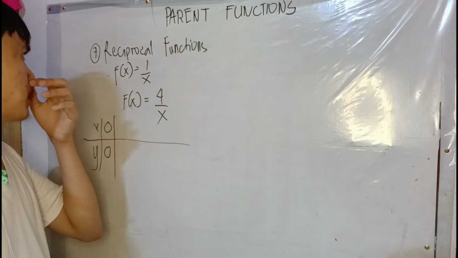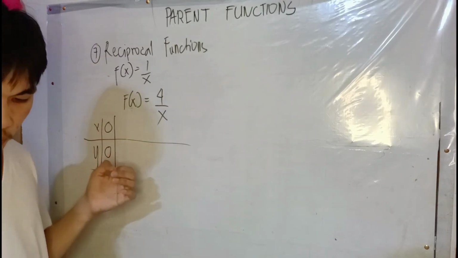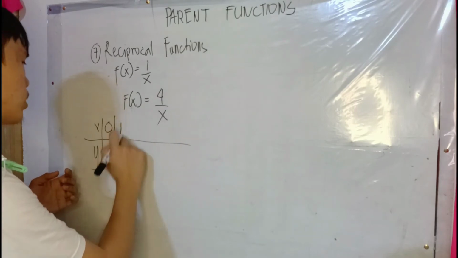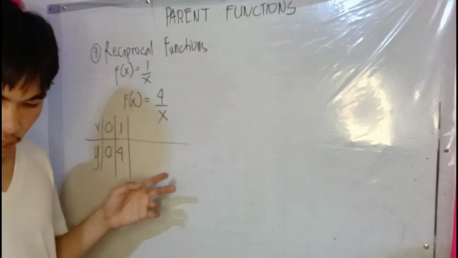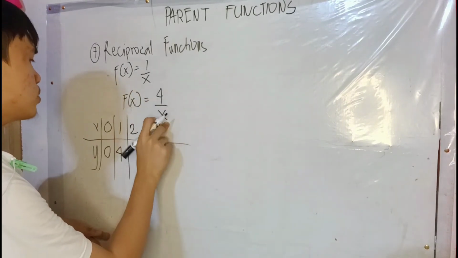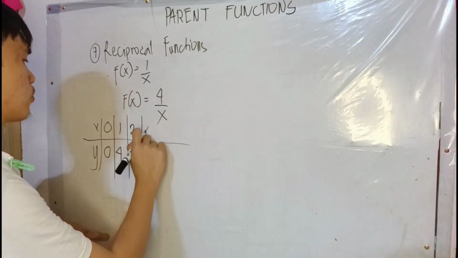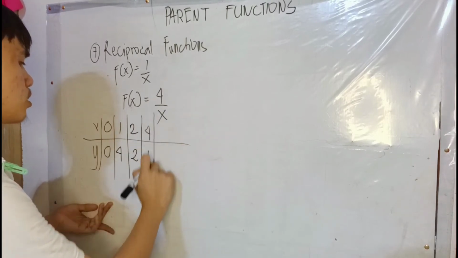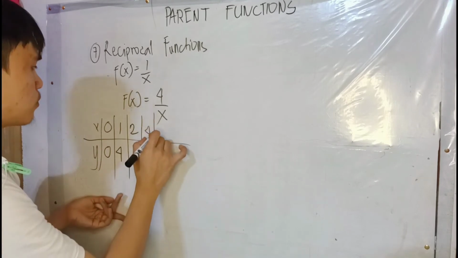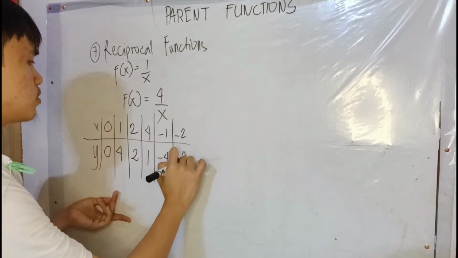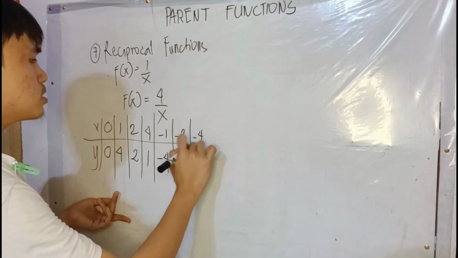Then 1, 4 divided by 1 is 4. And 2, 4 divided by 2 is 2. 4 divided by 4 is 1. And negative 1 is negative 4. Negative 2 is negative 2. Negative 4 is negative 1.